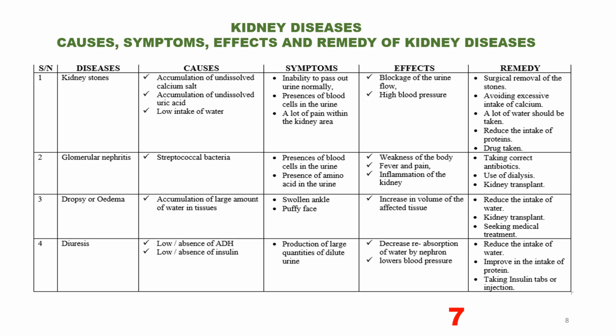So therefore, these bacteria will now increase the size of the holes of the glomeruli, thereby giving the chance to blood cells as well as the uric acid to pass through the glomeruli and get into the kidney tubules. So one of the effects of glomerular nephritis: weakness of the body, fever and pains, inflammation of the kidney. That is, when we say inflammation of the kidney, inability of the kidney to perform its function as expected.